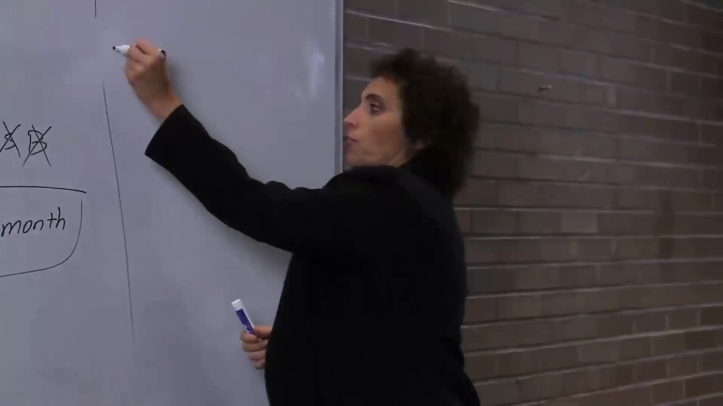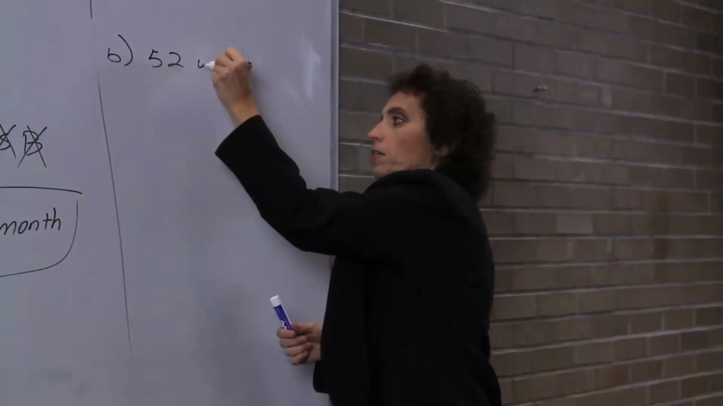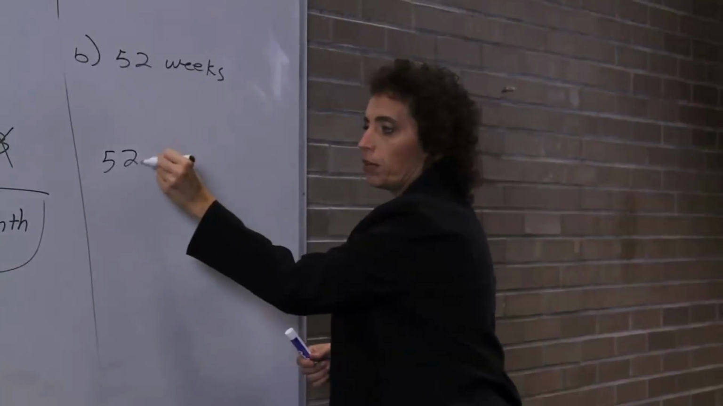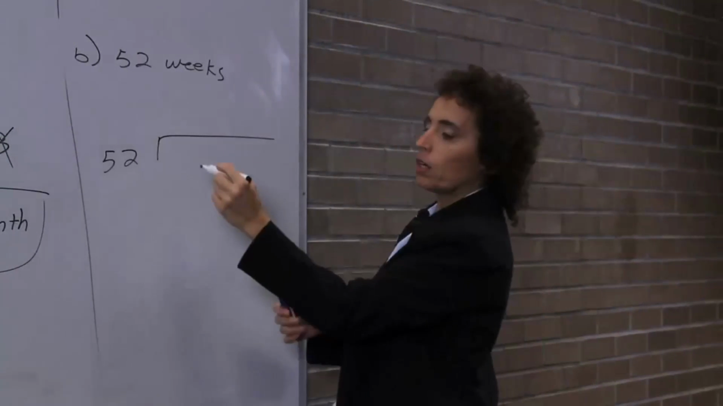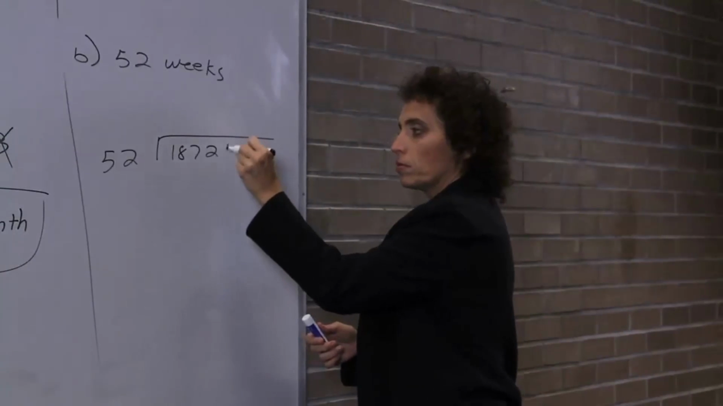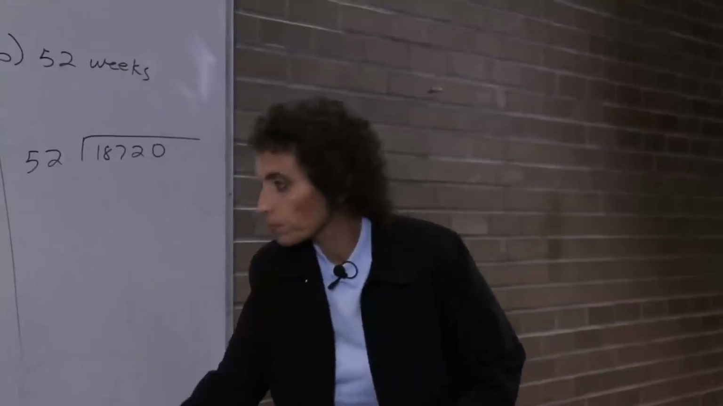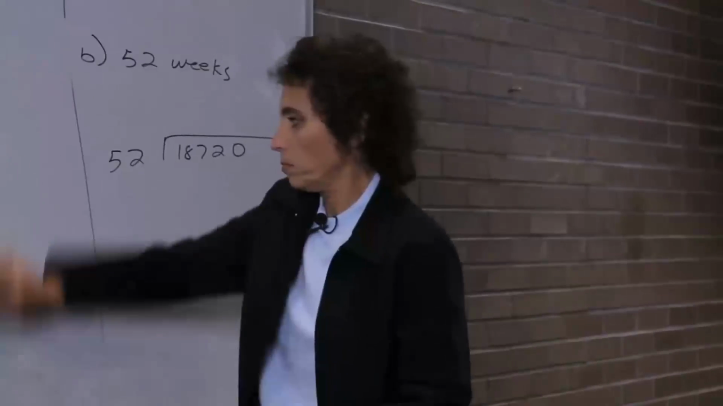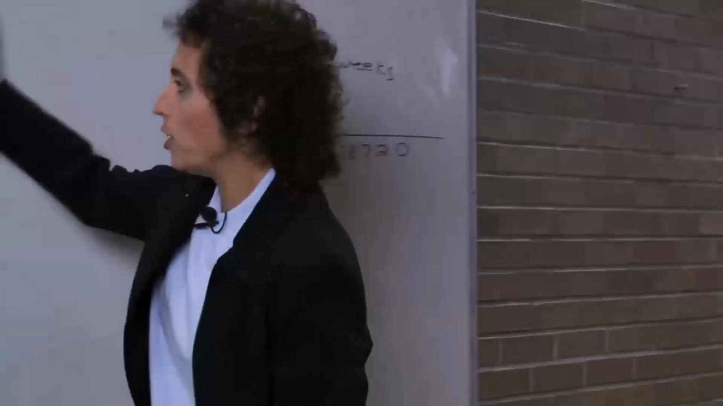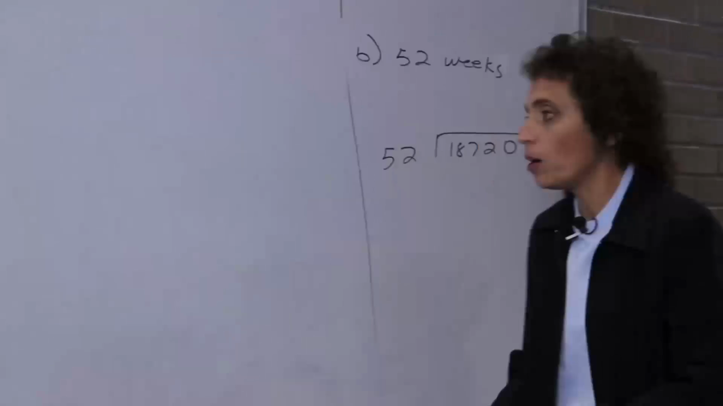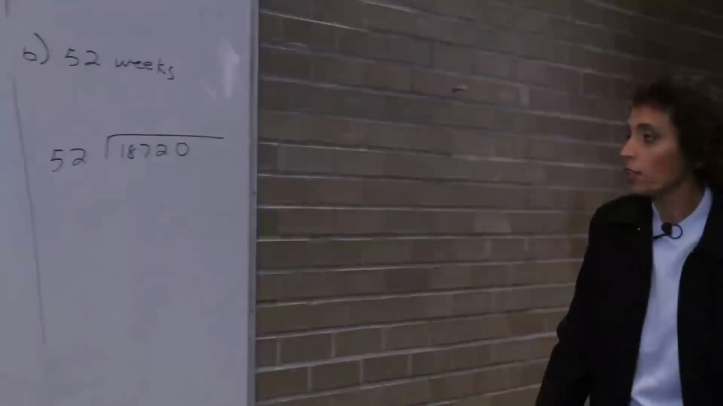Okay, let's do B. We want to know his weekly salary. So there's 52 weeks in a year. So now we're dividing this number by 52. Okay. All right, so be very careful about taking his monthly salary and doing something with that answer, because not every month has the same amount of weeks in it. Some months have more than 4 weeks in it.